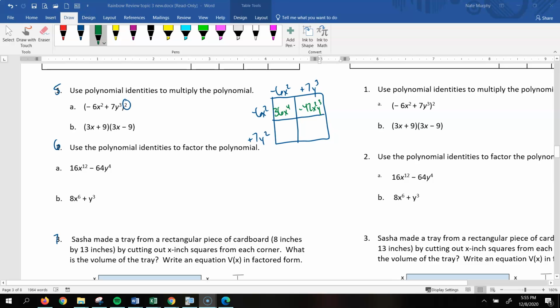And if you're wondering, oh, Mr. Murphy made a mistake, I did make a mistake. This should be 7y cubed. All right, so now I'm going to multiply everything by 7y cubed. And when I do that, 7 times negative 6 will be negative 42x squared y cubed.